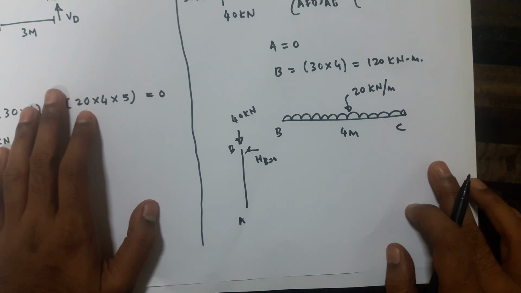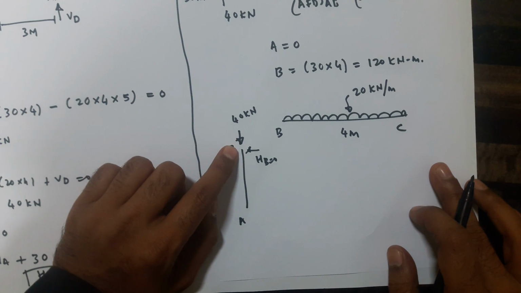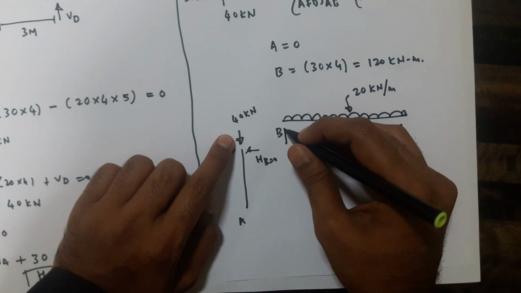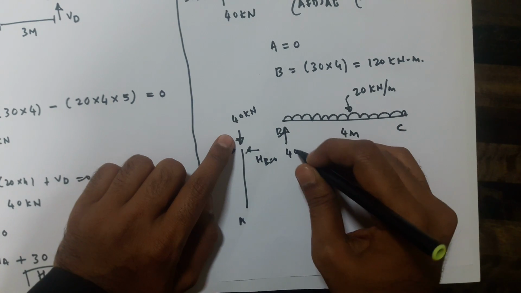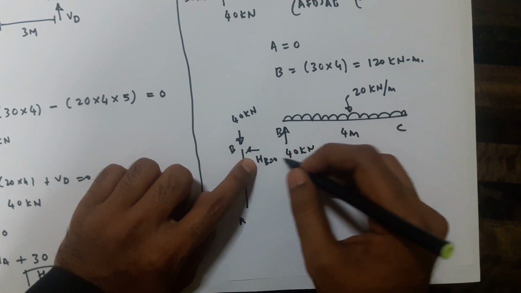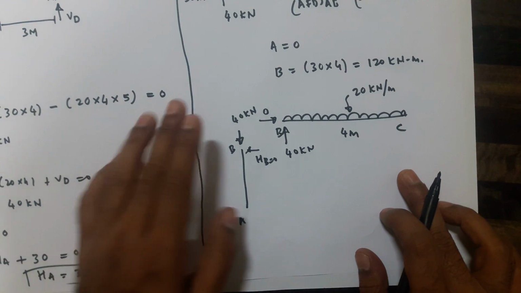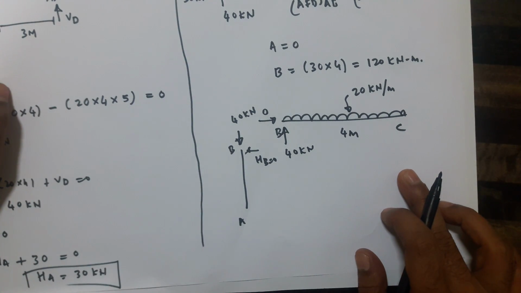It is in static condition. So here the vertical reaction is going downward. Here it should be upward, 40 kilonewton. This is 0, this will be equal to 0. Okay, so I am done with the equilibrium of this joint B.